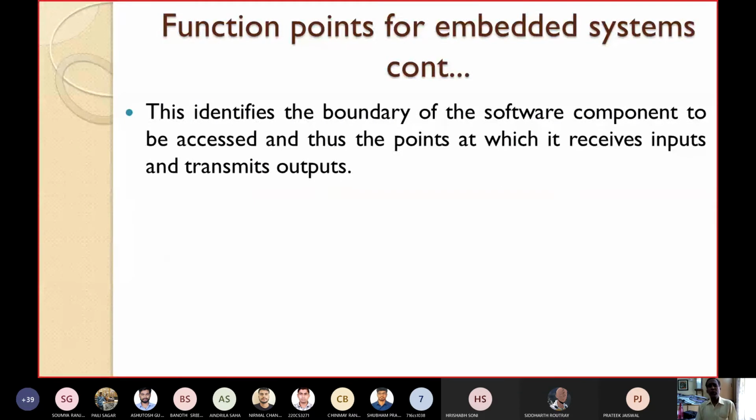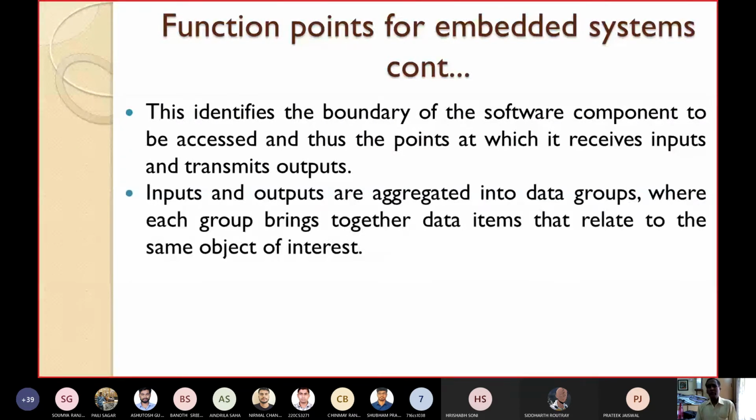Inputs and outputs are aggregated into different data groups, where each group brings together the data items that relate to the same object of interest. So the inputs and outputs are aggregated into data groups, and what does each group do? Each group brings together the data items that relate to the same object of interest.